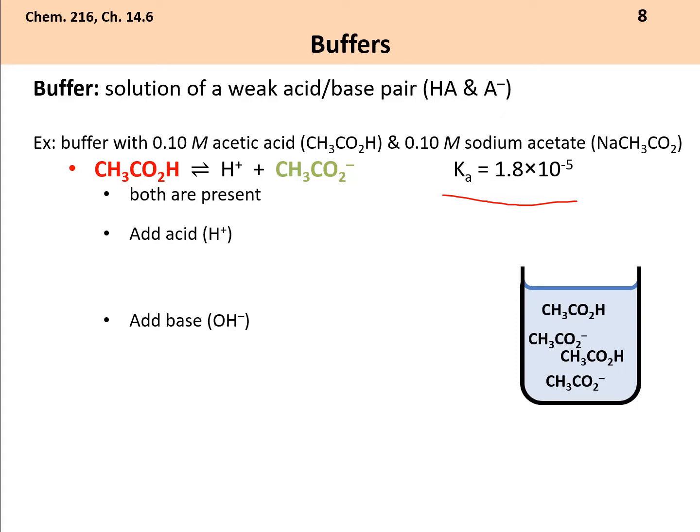Let's say we have a buffer with 0.1 molar acetic acid, that's CH3CO2H, and 0.1 molar sodium acetate, right? Sodium acetate is this compound. When it goes into solution, it forms sodium ion and then CH3CO2 minus. Okay. This acid has a Ka of 1.8 times 10 to the minus 5. It's weak, okay?